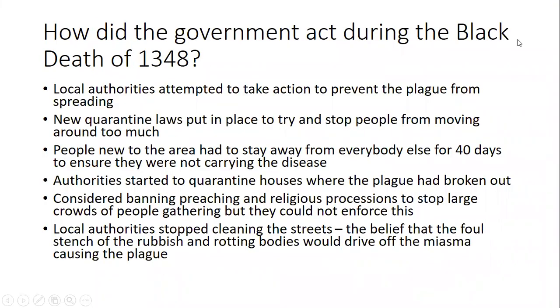The last thing I'm going to go through, actually, before that, it's important that we look at the government act, because you might get a comparison question on the government from the Black Death to the Great Plague. So local authorities tried to prevent the plague. They put quarantine laws in place to stop people from moving around. People that came to a new area had to stay away from everyone else for 40 days.